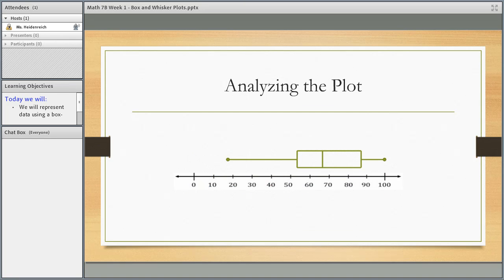And lastly, I'd like to analyze this plot a little bit and talk about why it looks like it does. So first of all, ask yourself this: is the plot symmetrical? And why or why not? So if you need to pause the recording and think about that for a minute, now would be a great time. So why or why not is this plot symmetrical?